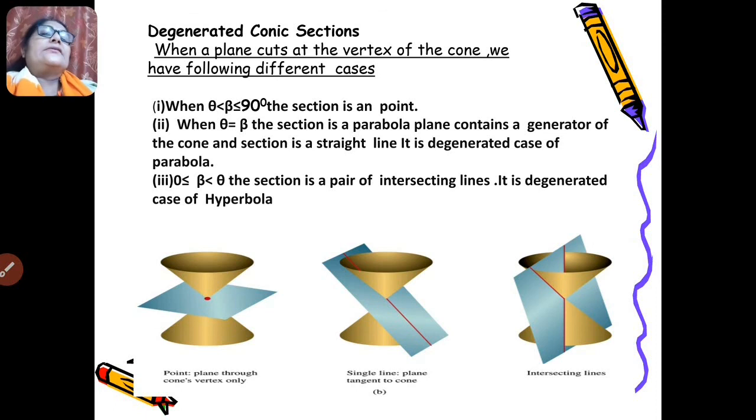Now third is when beta is greater than or equal to 0 but less than theta. The section is a pair of intersecting lines. It is the degenerate case of a hyperbola.